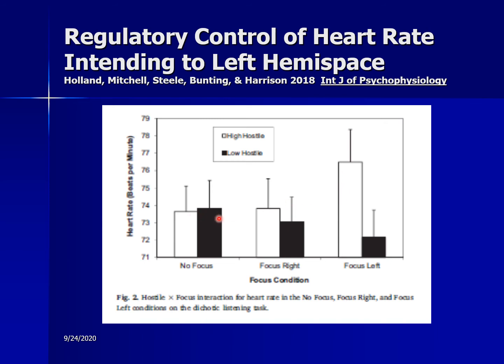No problem for the low hostiles in black. In fact, focusing to the left on the low hostiles, really good control of their heart rate.